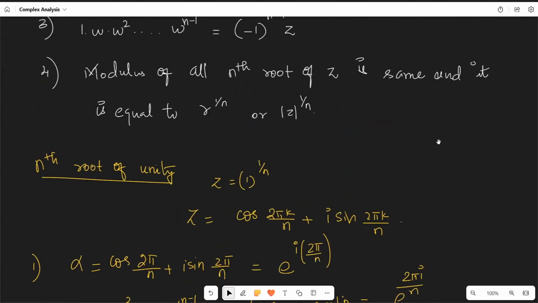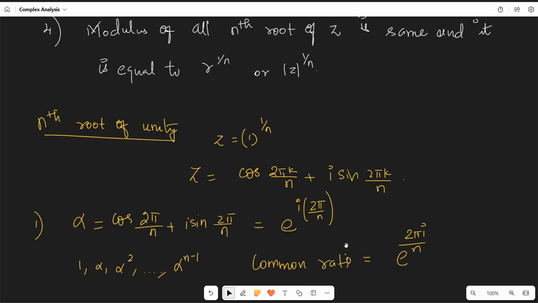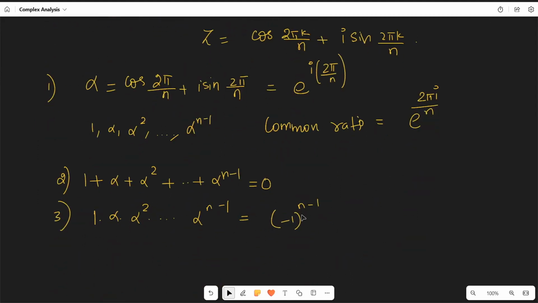In addition, the modulus of all nth roots of z is the same and equal to r power 1 by n. Here, when you find the modulus of the nth root of z, z is itself 1 power 1 by n, so r will be 1. Eventually you will have the modulus values equal to 1 here. And that's it. These are the major properties of the nth root of a complex number and the nth root of unity.